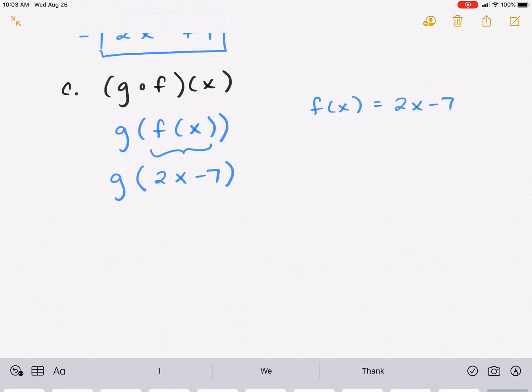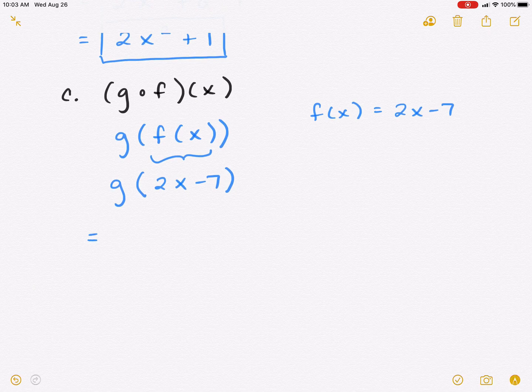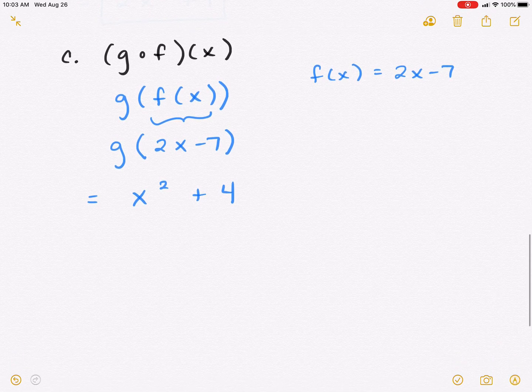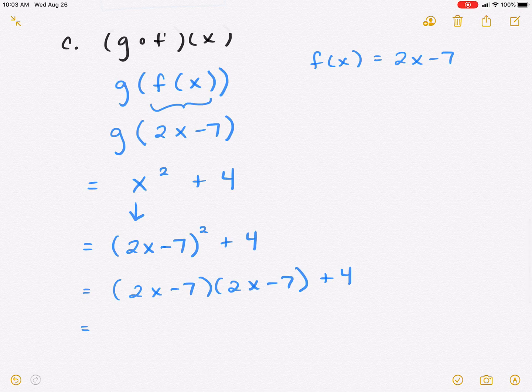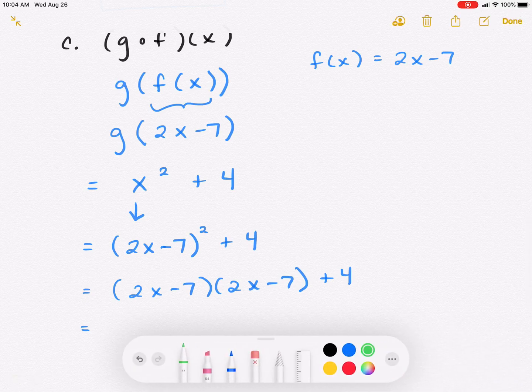Okay, so now we're going to go into the g function. Here's what the g function is. It's x squared plus 4. And we're going to replace the x with the input 2x minus 7. So we just plugged the f function into the g function. And now we remember that anything squared means we times it by itself twice. And before we add 4, we're going to need to do a little double distributing here.